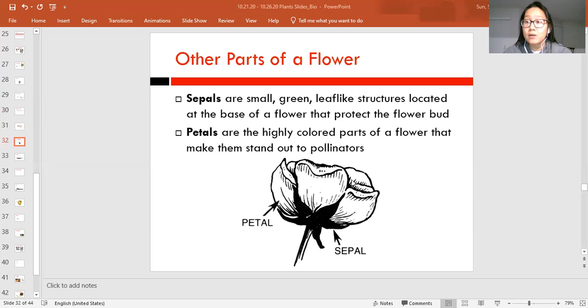So the brighter the petals of a flower, the more attractive they are to a pollinator to go and land on them, to then get nectar and brush off the pollen to bring to another flower.